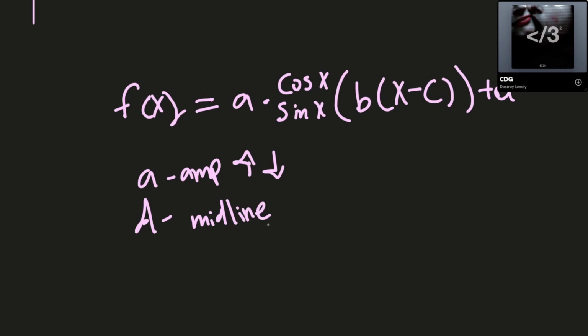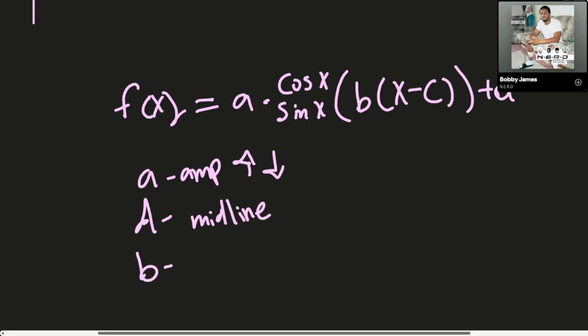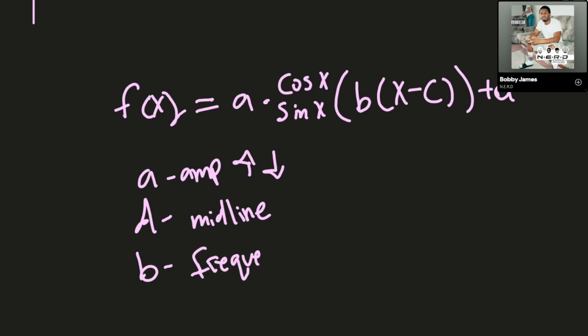A weird one to understand is the b value here. The b value represents the frequency, so how often the function completes a cycle in a single loop. And we can actually use the equation 2 pi over period to find that out.